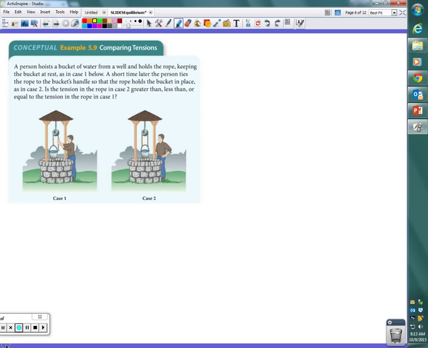So let's draw some free body diagrams to examine what's going on. Okay? First, we'll do this as case 1.